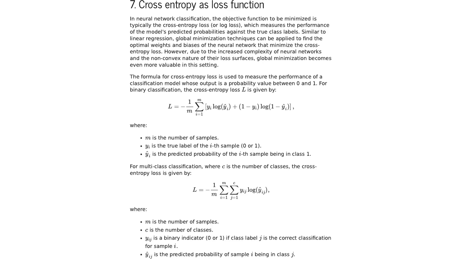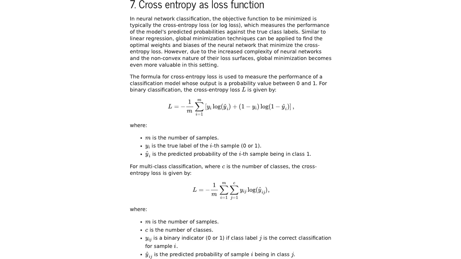In binary classification, the loss L is calculated as the negative average of the sum of two terms: the true label times the log of the predicted probability, plus 1 minus the true label times the log of 1 minus the predicted probability. This formula heavily penalizes predictions that are both confident and incorrect.